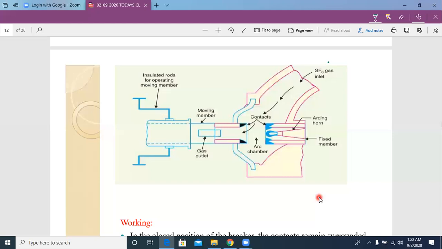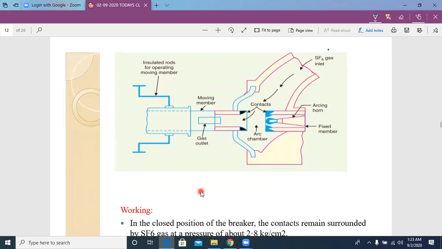So this one is the arc chamber. In this arc chamber we can see the two contacts, shown at open position in this diagram. When these two contacts open, an arc is automatically initiated. When the arc is initiated, SF6 gas flows through the arc and absorbs the free electrons. That SF6 then enters the gas outlet, and from the gas outlet it reaches the other end reservoir.